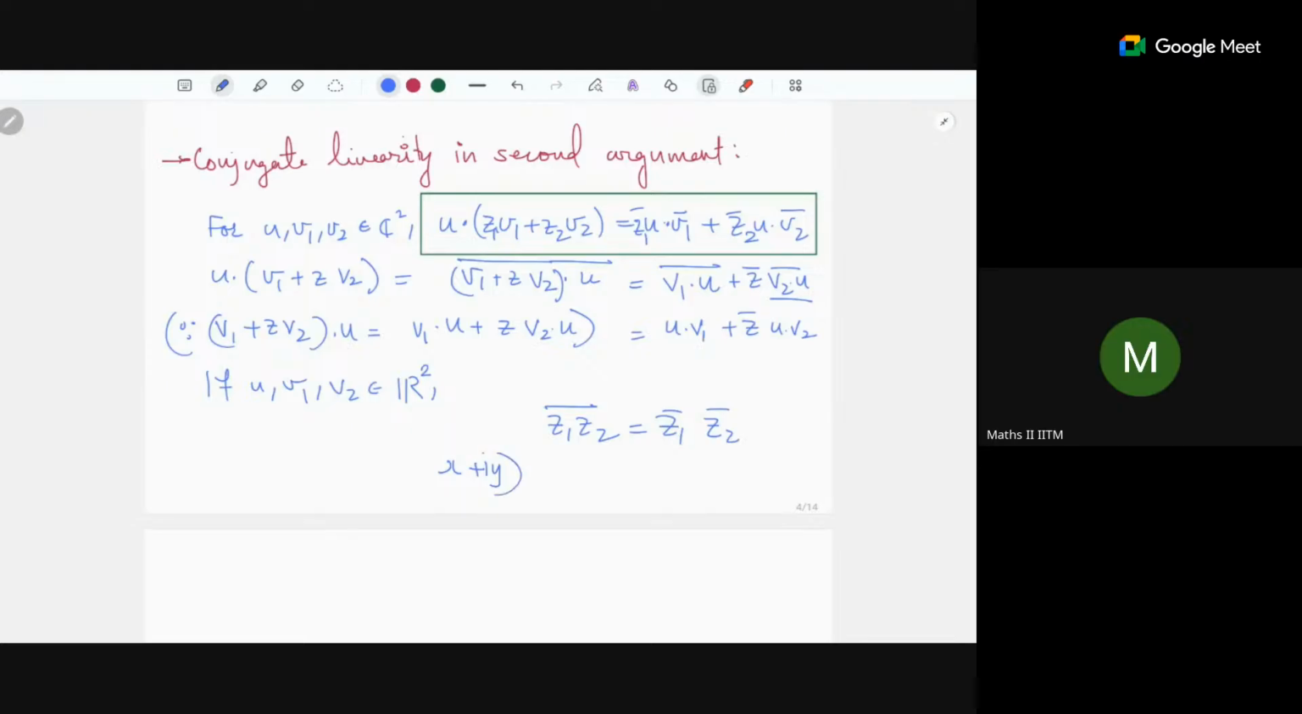x plus iy times a plus ib. So what is this? This is xa plus i... no, no, it is i bx plus ay, and then minus will come here. It will be by.